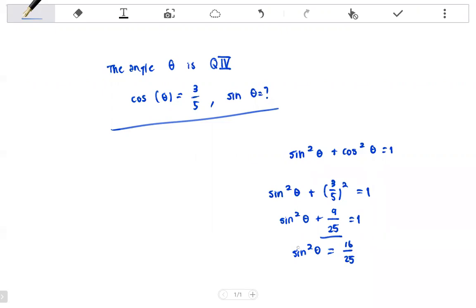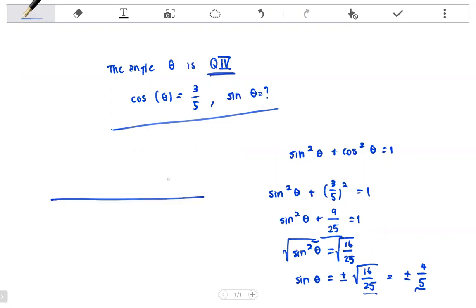And to get rid of the square, we put a radical, right? So sine theta is plus or minus, that's very important, plus or minus the square root of 16 over 25. Or you can write plus or minus 4 over 5, because the square root of 16 is 4, and the square root of 25 is 5. So how do we know if it's plus or minus? Well, now we use this information. It was in quadrant 4.